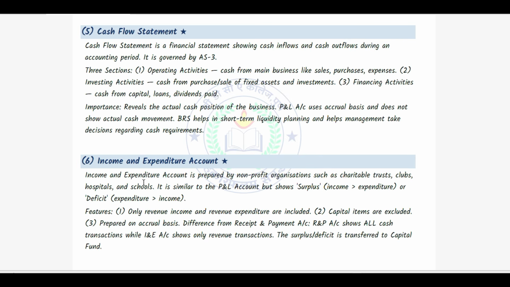So what are the features of it? Number one, only revenue income and revenue expenditure are included. Number two, capital items are excluded. Number three, prepared on accrual basis. Differences from the receipts and payment account: the receipts and payment account shows all cash transactions, while the income and expenditure account shows only revenue transactions. The surplus or deficit is transferred to capital fund.